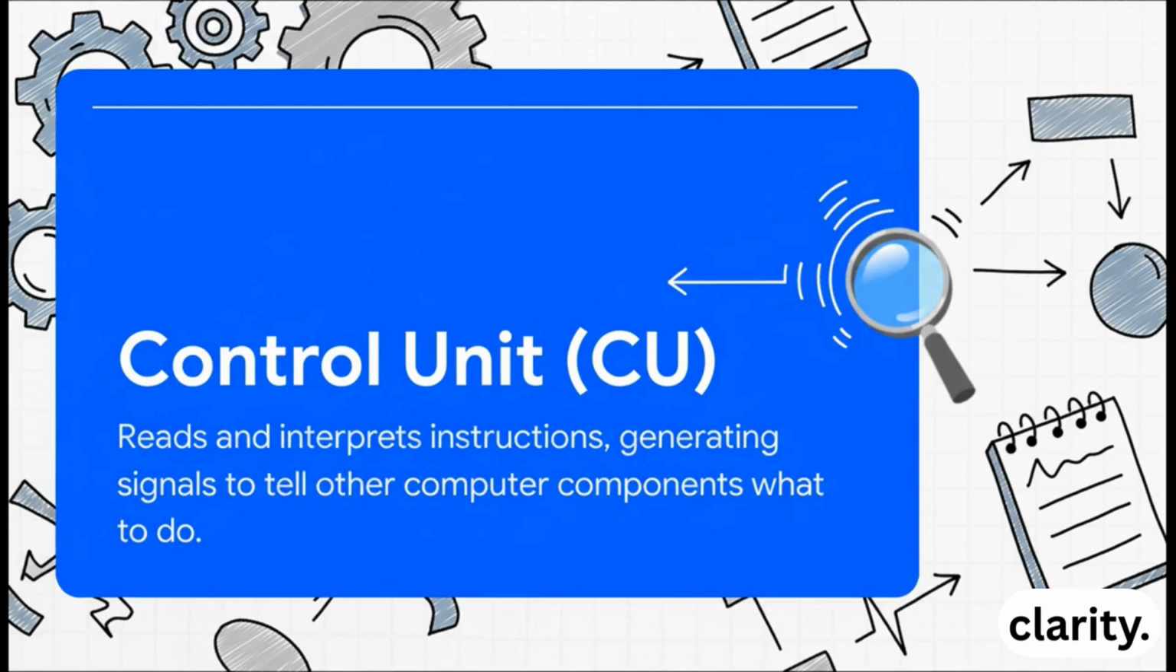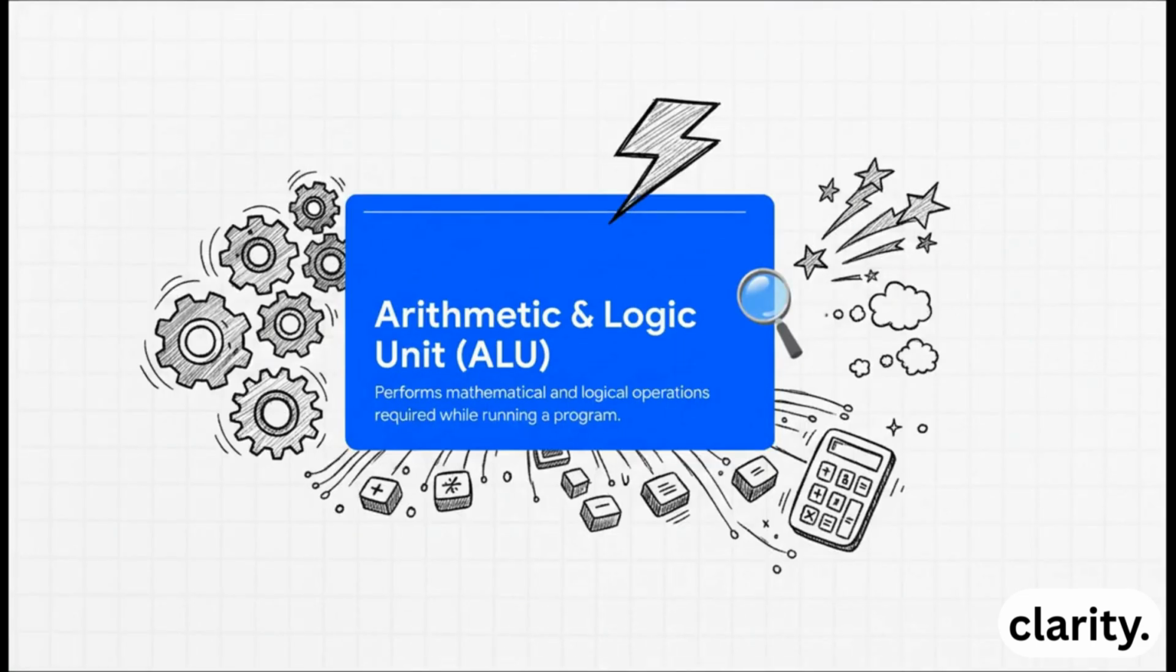Now, it doesn't do the heavy lifting itself. Instead, its job is to read the to-do list, figure out what needs to happen, and then send out orders to all the other departments, telling them exactly what to do and when to do it. It's the ultimate coordinator. Next up is the department where the real work gets done, the arithmetic and logic unit, or the ALU. This thing is the powerhouse calculator of the CPU.